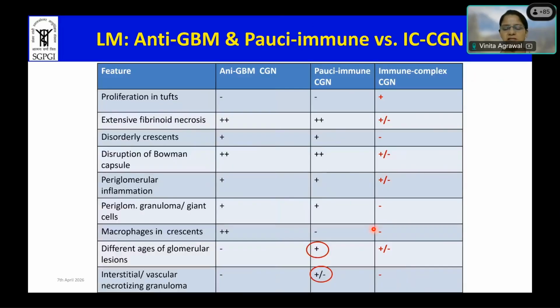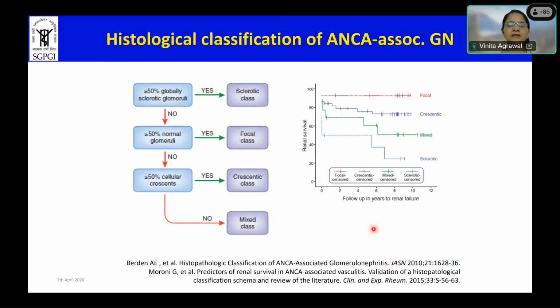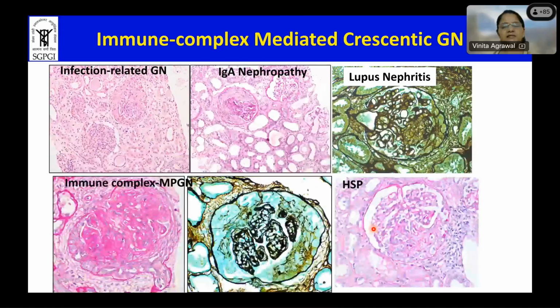This is just a list for people who are more interested in glomerular pathology. How do we make out whether it is anti-GBM, pauci-immune, or immune complex? Okay, and this is a typical histological classification of ANCA-associated disease, where you try to find out what are the typical types of crescents, what is the percentage of glomeruli involved by crescents, and what is the number of globally sclerosed glomeruli.